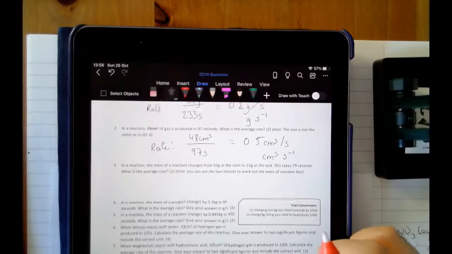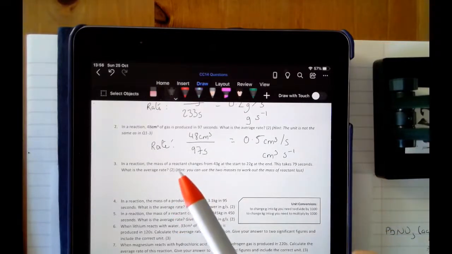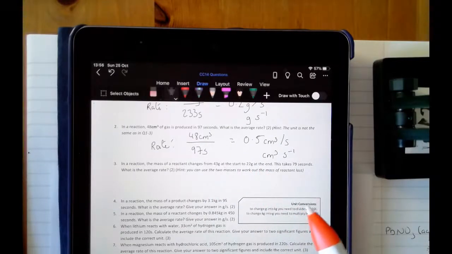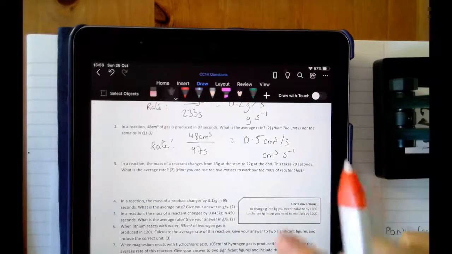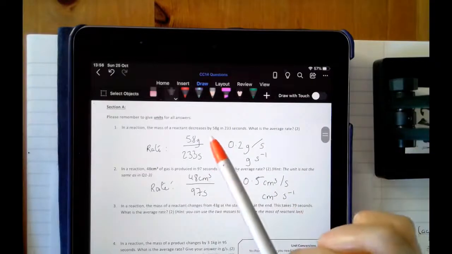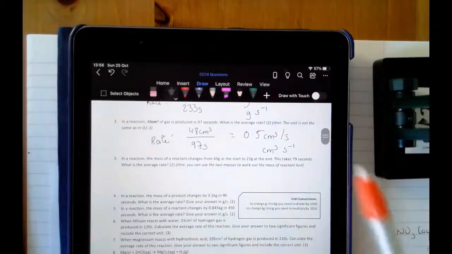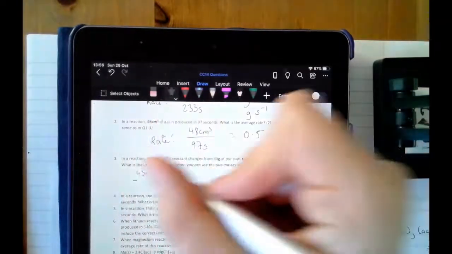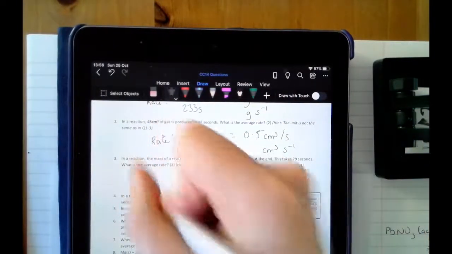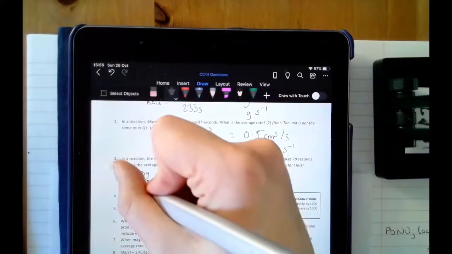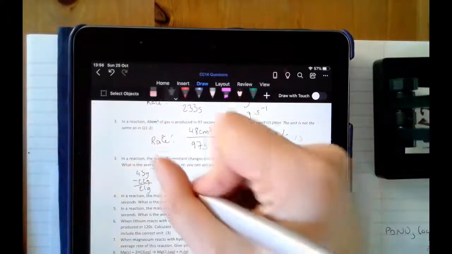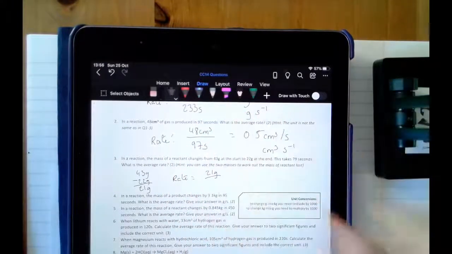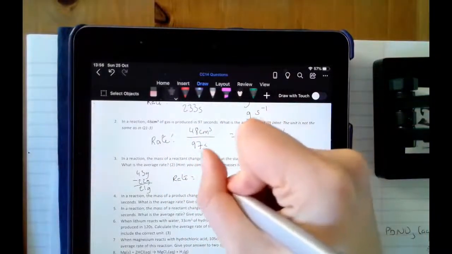Just one more example to go through. It says the mass of a reactant changes from 43 at the start to 22 at the end. So in this case, you need to work out the change yourself. In the first example, you were given that change, but here you need to work it out. You're told you're starting with 43 grams and you're ending with 22. That means you get an overall change of 21 grams. This change in mass, 21 grams, takes 79 seconds to occur.